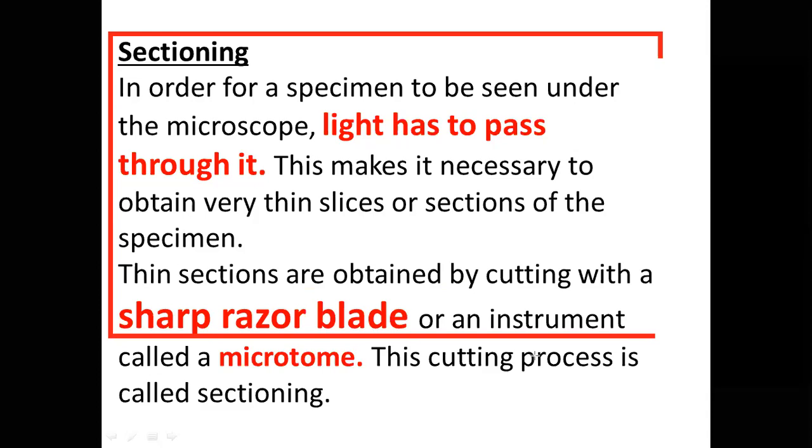Now, our blade must be sharp. So here we have two techniques: very thin sections, so that we allow light to pass through, and a sharp blade or a sharp scalpel. This is to avoid distortion. We always know those techniques. The reason why the razor must be sharp is to avoid distorting the cells.